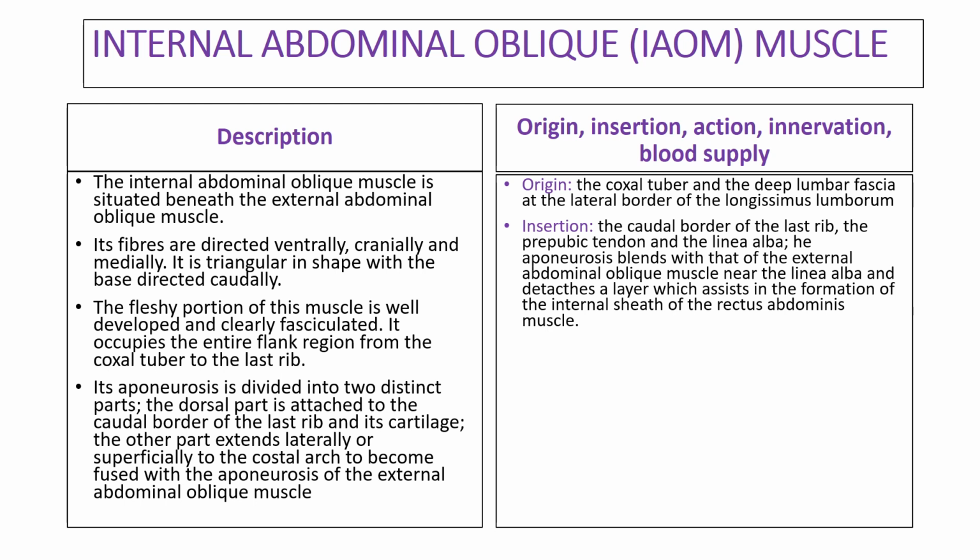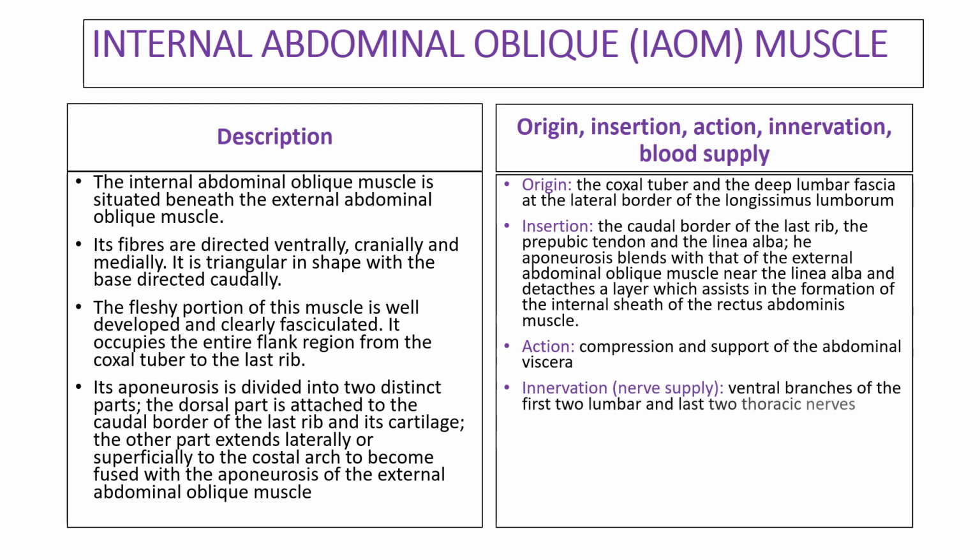The aponeurosis of this muscle blends with the aponeurosis of the external abdominal oblique near the linea alba, and it also detaches a layer which assists in the formation of what is known as the internal sheath of the rectus abdominis muscle. The action of this muscle is to provide compression during processes such as urination, expiration, parturition, and defecation. It also supports the abdominal viscera.